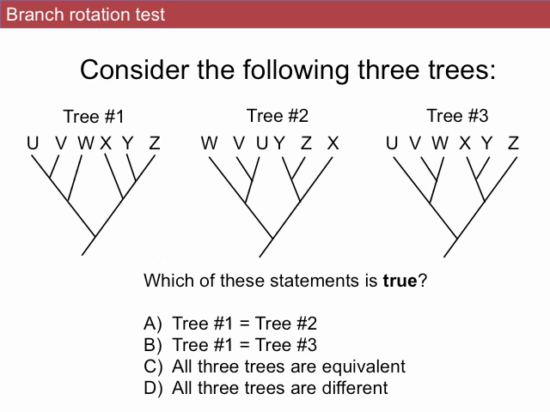Okay, so here's the question. We'll get to questions about the clickers in a second. Just let me read the question. Consider the following trees, tree 1, tree 2, and tree 3. Which of the following statements is true? Tree 1 is the same as tree 2. That is, it means the same thing. Tree 1 means the same thing as tree 3. All three trees mean the same thing, or all three trees are different.